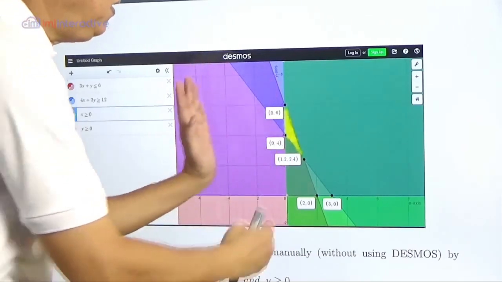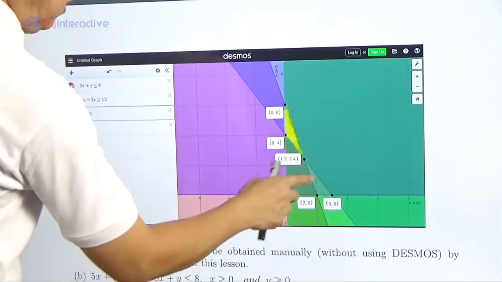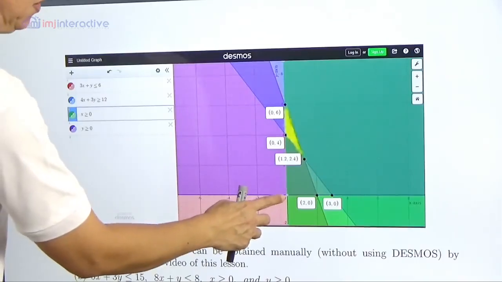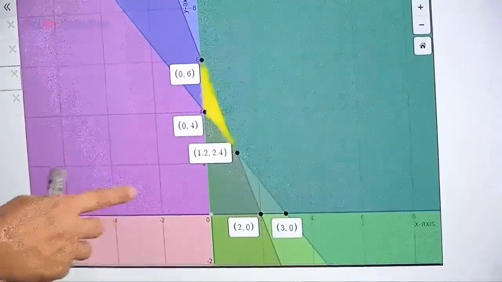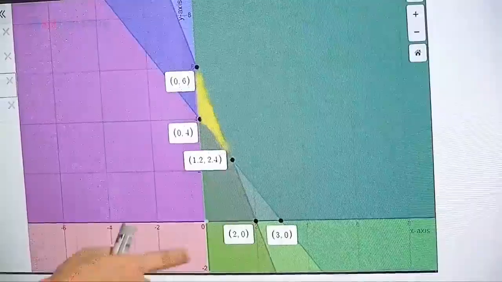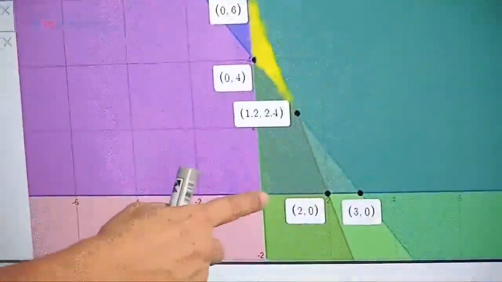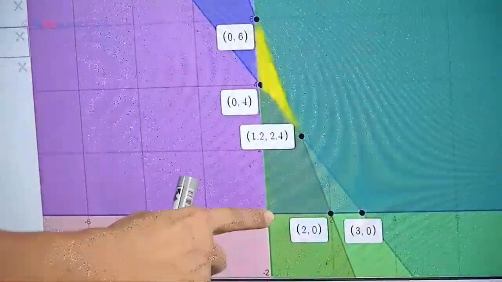You have the left side and the right side. Now, choose the point 0, 0. That is the origin, and here is the origin. Now, you have to make use of a test point. So, our test point is 0, 0. Substitute the test point in the inequality.